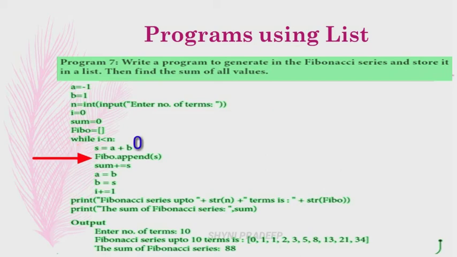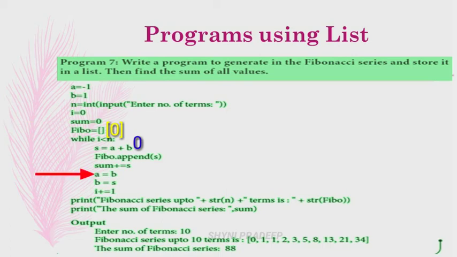Fibo dot append of S, which means you have to add this S value in the Fibo list. So this value of S, 0, will be added in the Fibo list. Okay. See the next line. Sum plus is equal to S, which means sum is equal to sum plus S. Sum value is what? 0. S value is what? 0. 0 plus 0, 0. Okay, so 0 will be stored in the sum variable.